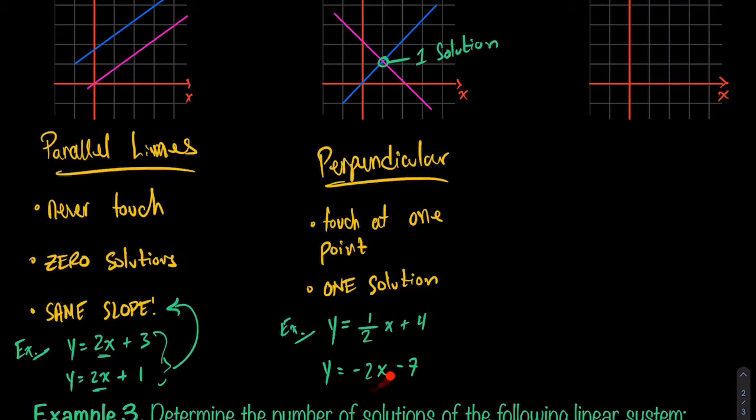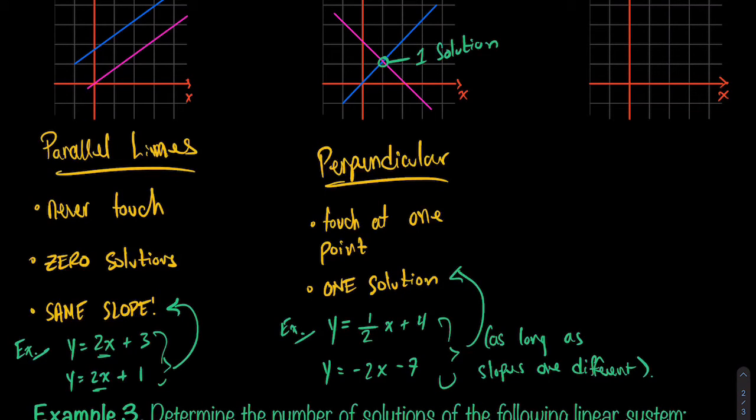As long as the slopes are different here, they're going to have one solution. So as long as slopes are different, they're going to have one solution, okay? So they don't have to be exactly perpendicular slopes. And then we're going to have one more here.